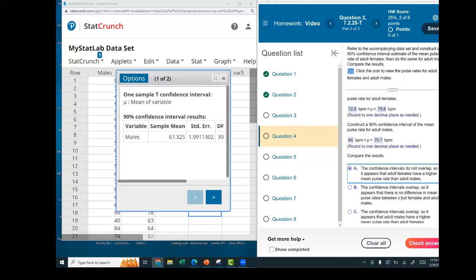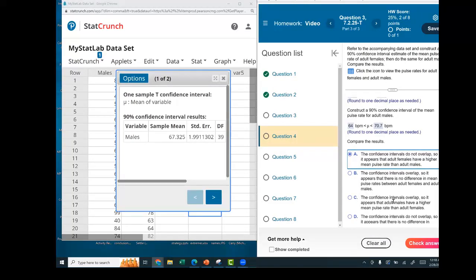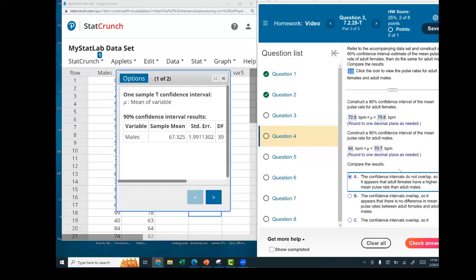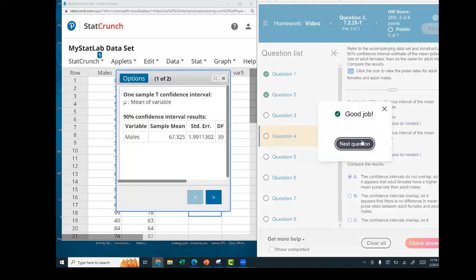The confidence intervals overlap? No. The confidence intervals, they do not overlap. So it appears that there is no difference in mean pulse rates between adult females and adult males. Well, it's not true. Since they don't overlap, there's quite a bit of difference. So I'm going to stick with A. All right, very good. And I do believe that that is going to be our last question.